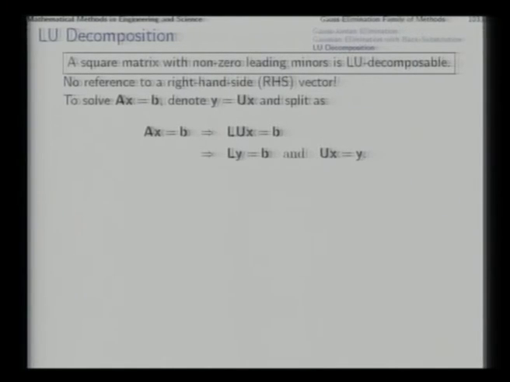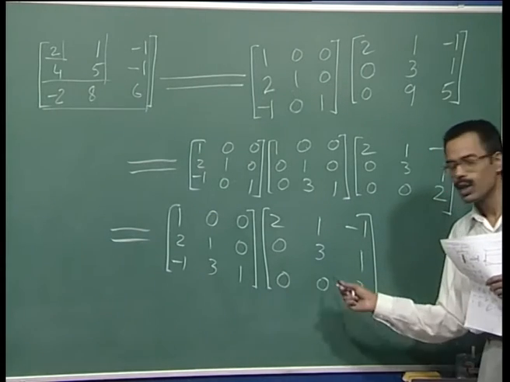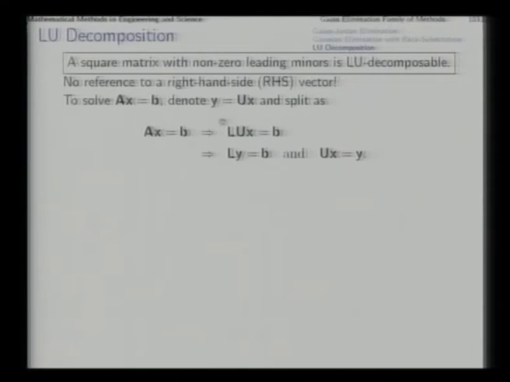To solve Ax equal to b, we will denote Ux as y, and then A decomposed in this manner, L lower triangular, U upper triangular, LU. Then in place of A, if we write LU, then Ux represented as y will give us Ly equal to b, and then Ux is y, that is what we have denoted.